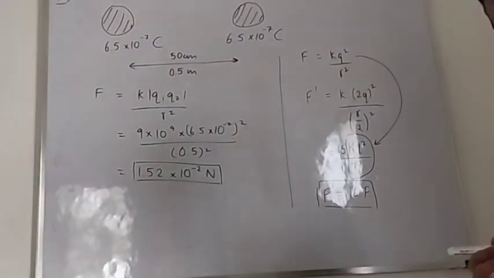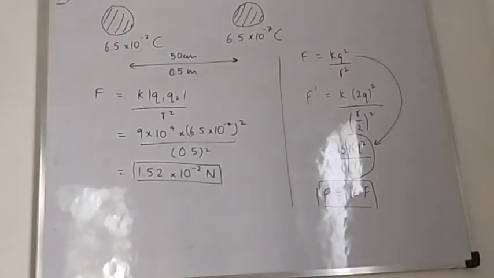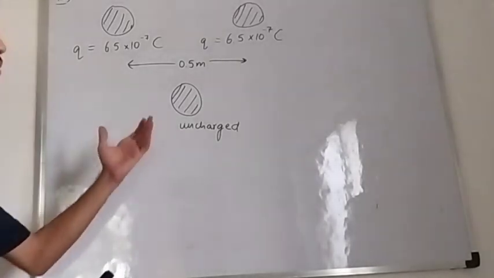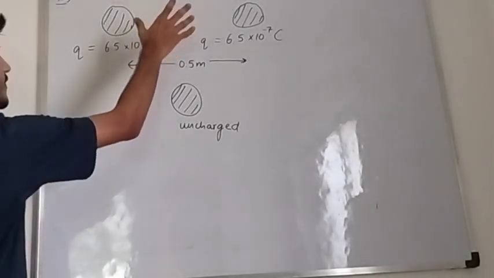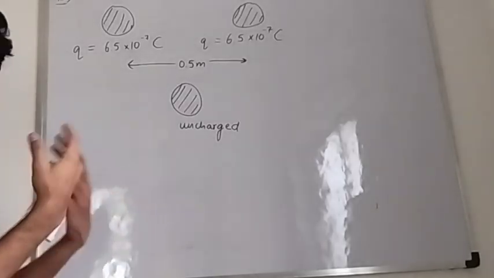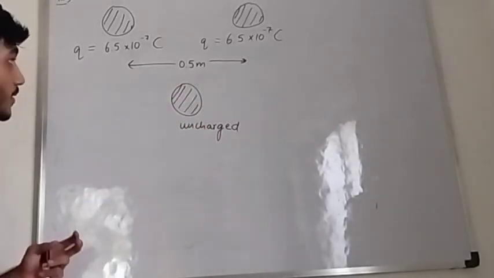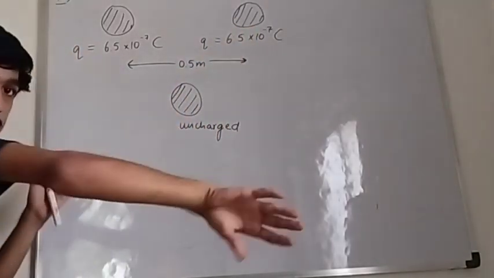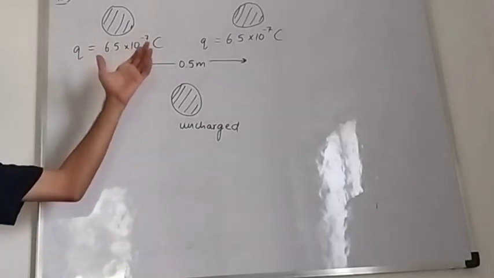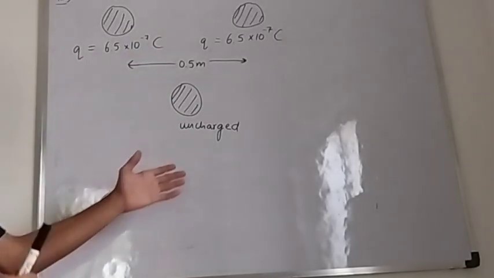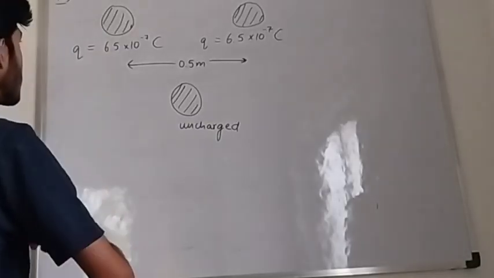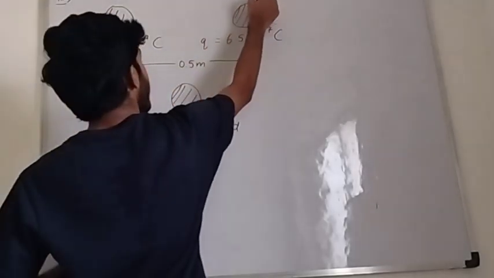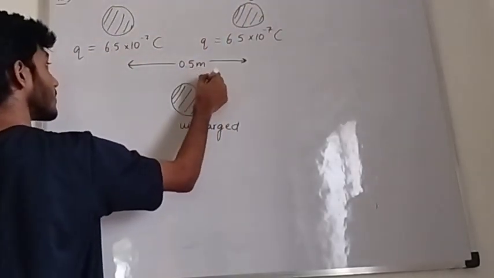We'll move on to the 13th question next. So the 13th question is somewhat similar to the 12th question. They have asked, what if along with these two spheres there is a third uncharged sphere which is first touched to this, then it is touched to this, and then it is removed from the whole system, and then what will be the new force between these two? So there is a third sphere here, and we'll assume this value to be Q. So let this be sphere A, let this be sphere B, and the uncharged new sphere be sphere C.